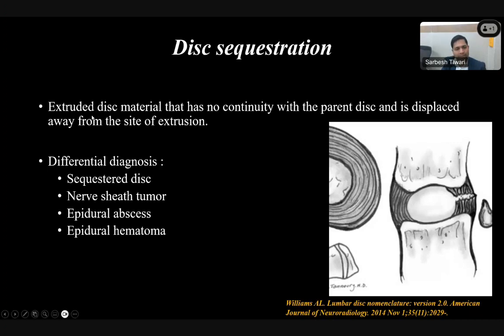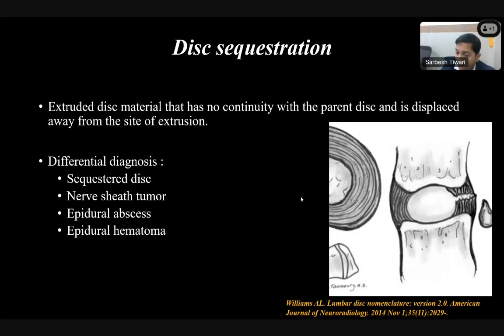So what is disc sequestration? It's a subtype of an extruded disc which has no continuity with the parent disc. So you will not be able to see any continuity with the parent disc. Like this is an example where there's an annular tear and the disc is separated from the primary disc. This is an example of disc sequestration.